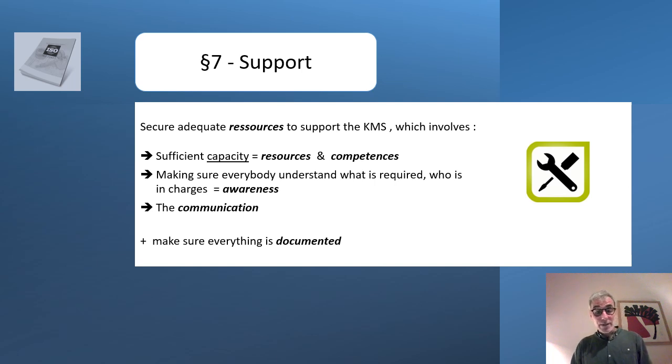Chapter 7 reassesses the requirement for an organization to provide adequate resources. These include sufficient capacities, resources, and competencies, making sure everybody understands what is required and who is in charge, i.e. the awareness, but also the communication to deliver the message. Plus, finally, making sure everything is documented.